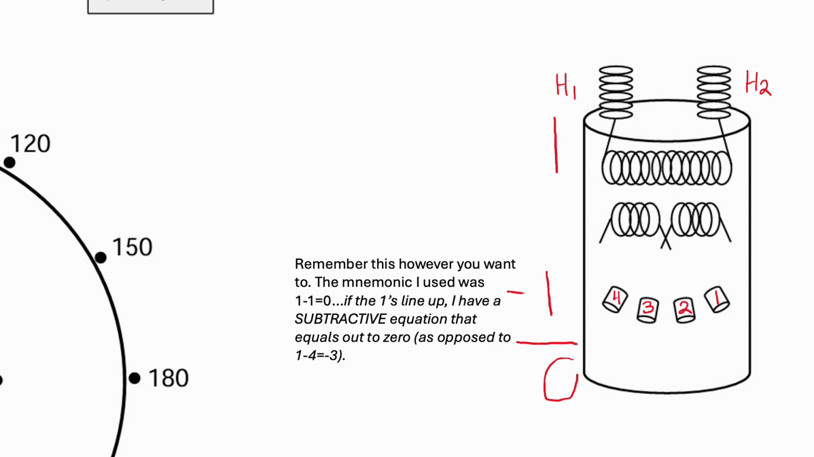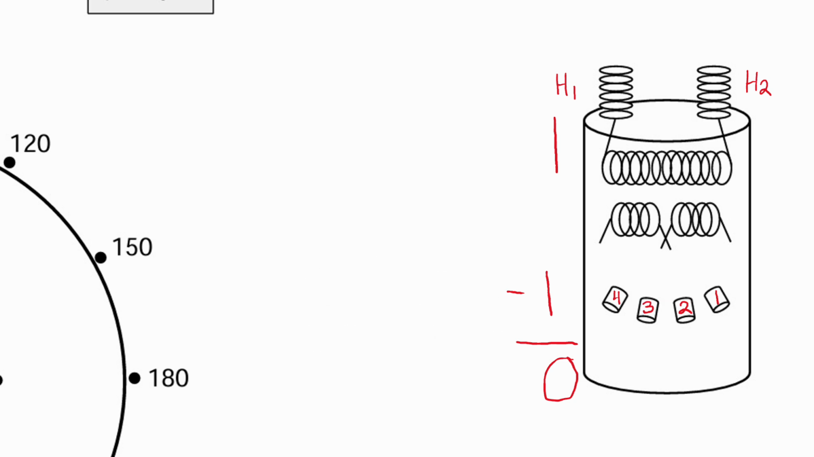You can remember this however you want to. The mnemonic I used was 1 minus 1 equals 0. If the ones line up, I have a subtractive equation that equals out to 0. But again, remember it however you want to. Just figure something out that works for you.